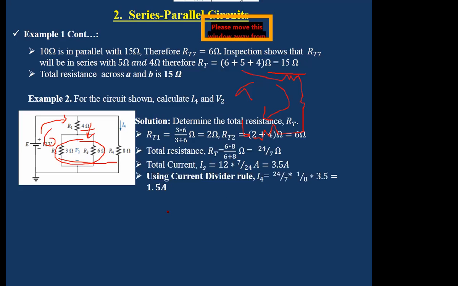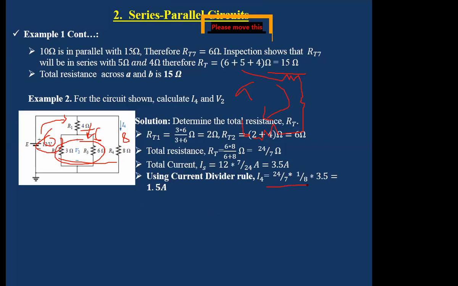Then using the current divider rule, this is 6, this is 8. So I4 becomes equal to what? Becomes equal to 6 over 14 multiplied by 3.5. That will be your I8, right? Or using Ohm's law, I4 will be what? Is this 12? I4 will be equal to 12 over 8.